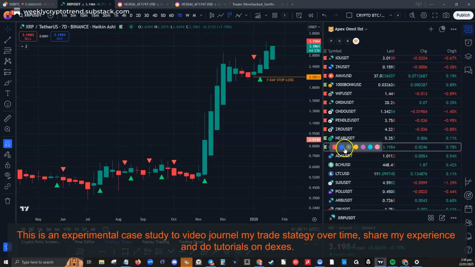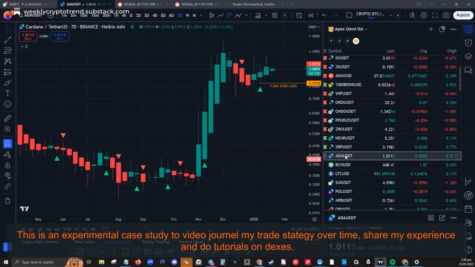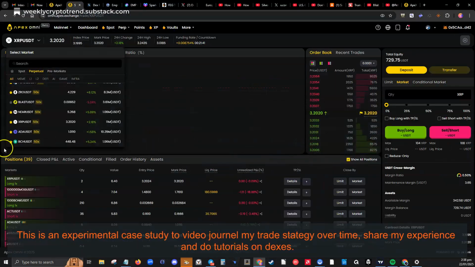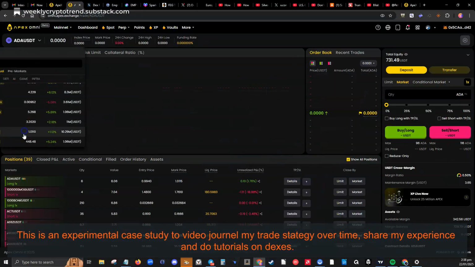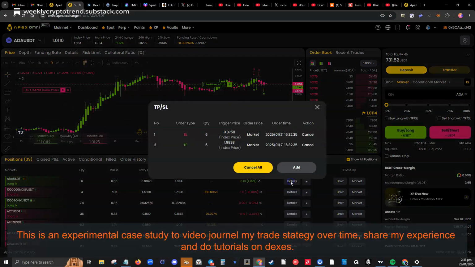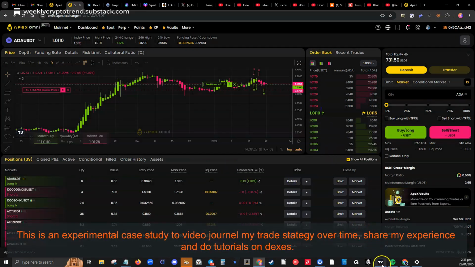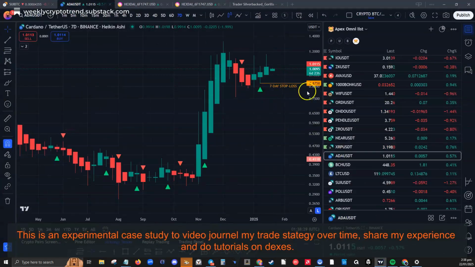XRP. So that was a long. ADA. ADA is a long. Don't have to change the stop loss. It's at 87.5 cents. So let's have a look and go check ADA. 87.5 cents. Beautiful. Alright, so that's a current long. No need to trail the stop. So that's green.